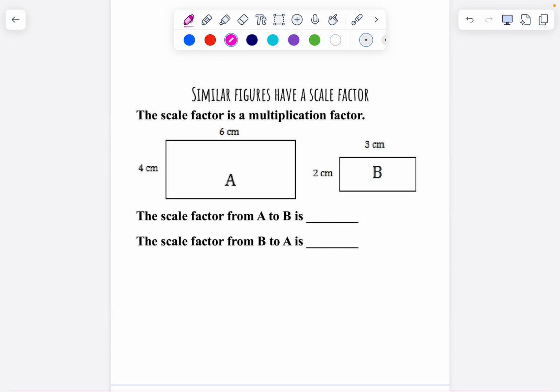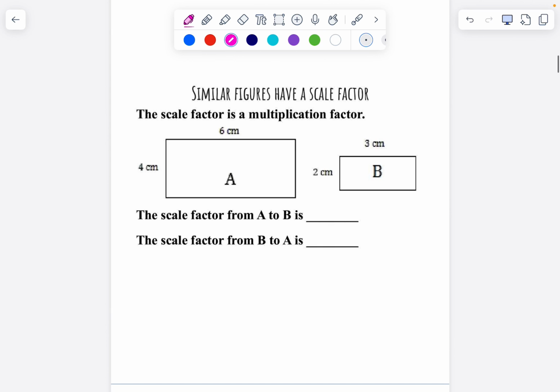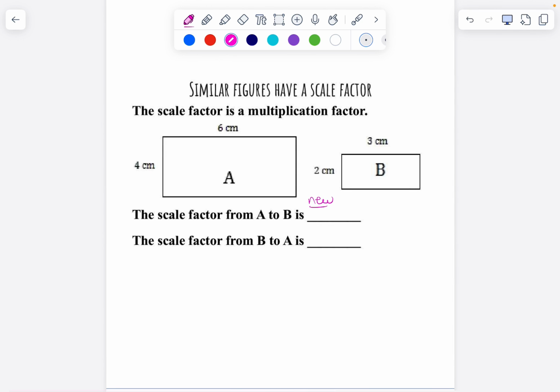Okay, so A to B, what's the scale factor? Okay, 1/2. In fact, let's just write out how we get that. Remember, it's new over original. Because of the direction that it specified, the new length is 3 and the original length was 6, which we can reduce to 1/2. Okay, going the other way, what's the scale factor? So let's do the other side. So 4, the new side is 4, the original was 2, and so that's 2.